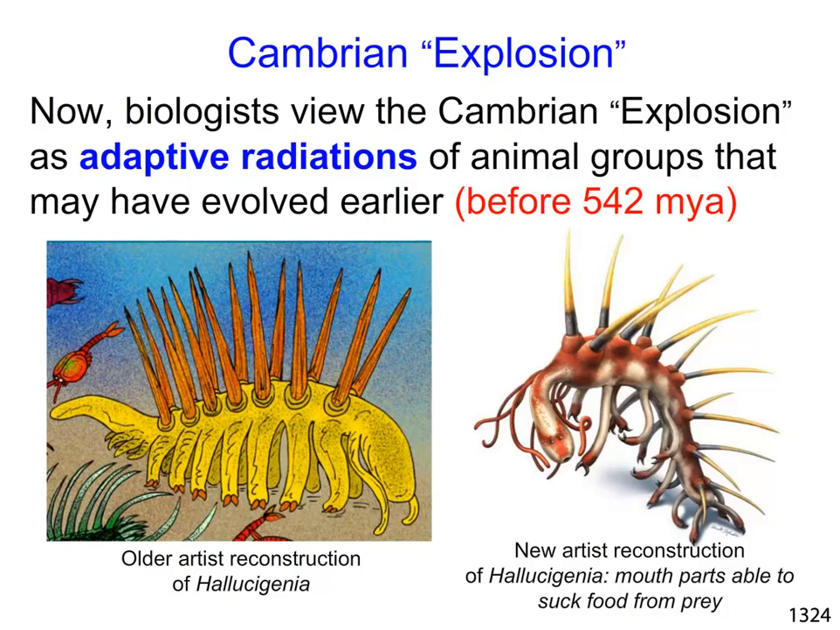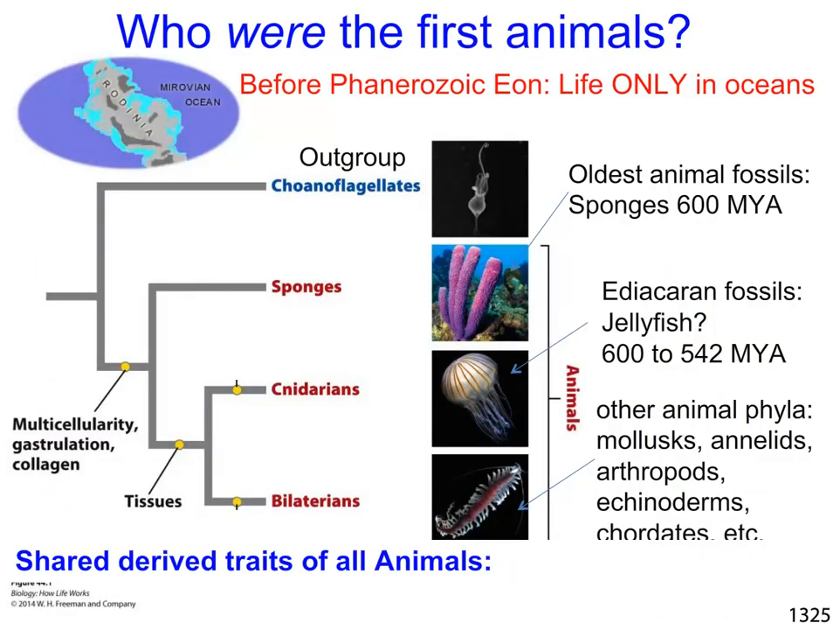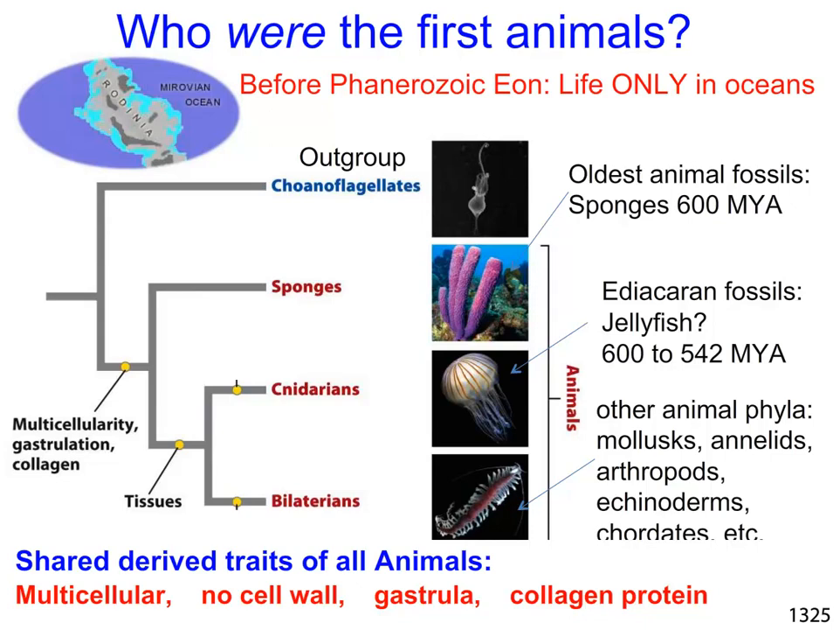Pretty interesting. When it comes to who really were the first animals, and by the way, at this point in time, life is only in the oceans, the choanoflagellates, we talked about them earlier this semester. Isn't it great when everything comes back together in full circle? Those guys can live singularly, but they also live in sponges. So we've got the oldest animal fossils, probably the choanoflagellates and the sponges, in which case the Ediacaran fossils might have had jellyfish, it seems to suggest. And then other animal phyla that would come about, the mollusks, the annelids, the arthropods, and so forth.